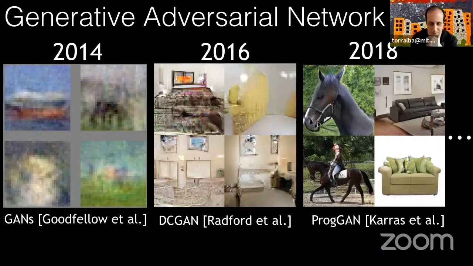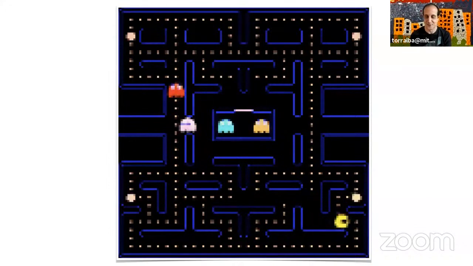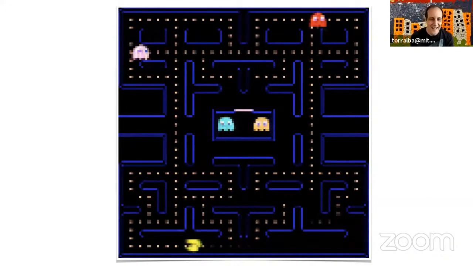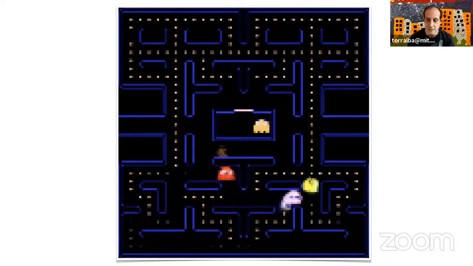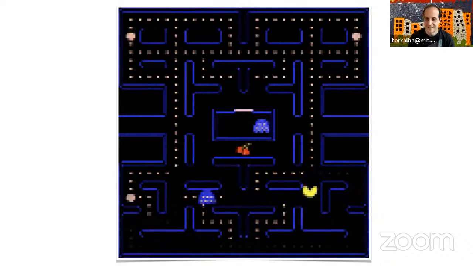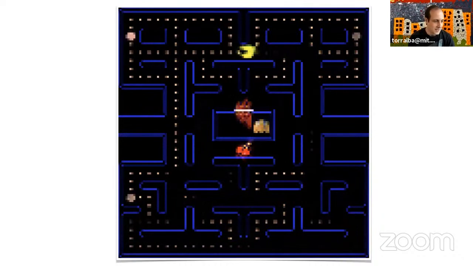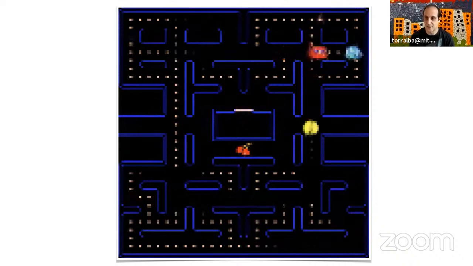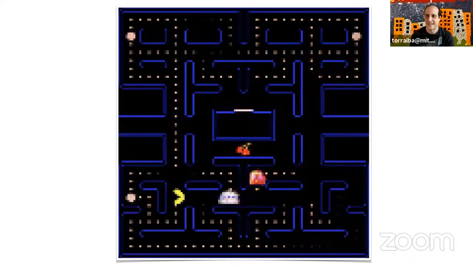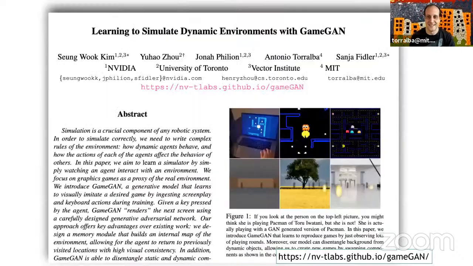This is a project that we presented a few months ago. You all know the game of Pac-Man, and here is an example of a sequence from Pac-Man, but this sequence is not generated by the game itself. This is a GAN that has learned to reproduce the game. And it's not just learning to reproduce the images of the game, it's actually reproducing the whole thing, the controls also. You can actually play with this GAN and play the Pac-Man game. That was presented in this paper, a collaboration with Sanja Fidler, also in Toronto, and NVIDIA, and a number of great students and researchers working on this project.